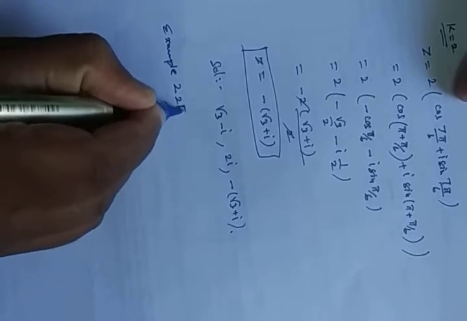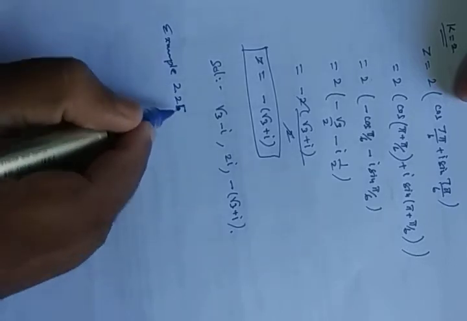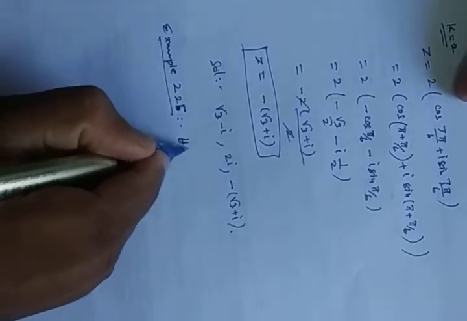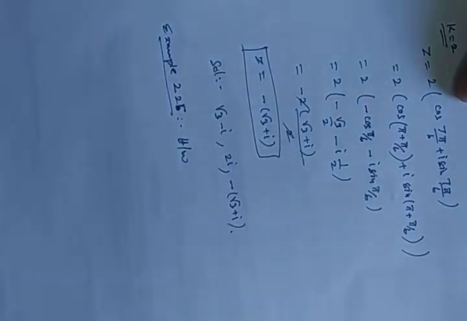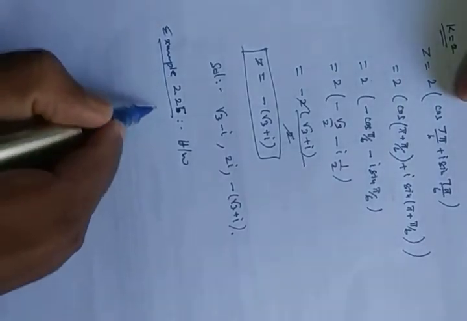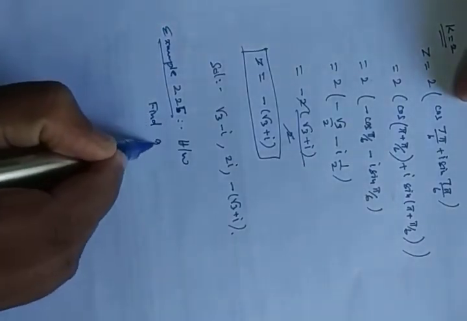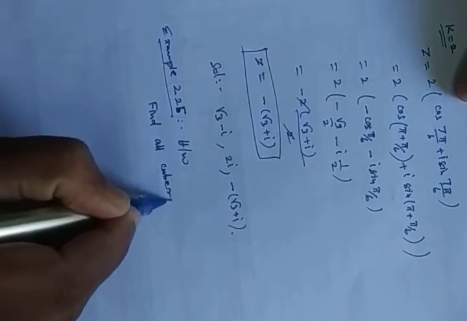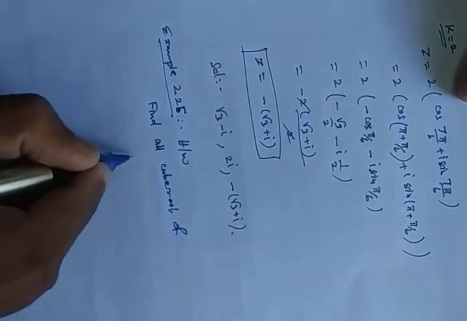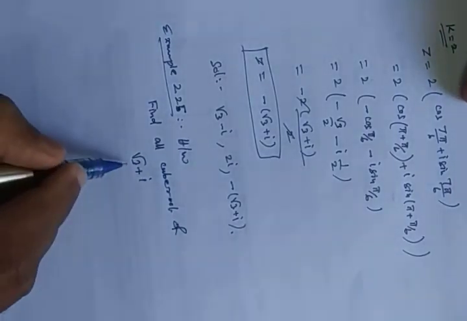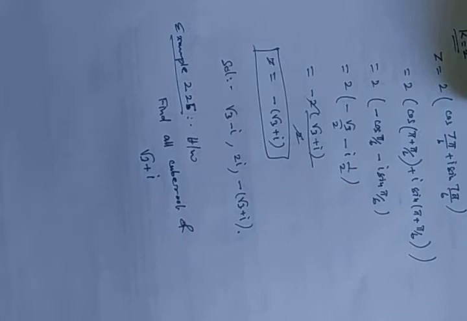Next, example 2.26. Example 2.25, I think you can do as homework. It's a homework sum, so do it as homework. What they are saying here is: find all cube roots of root 3 plus I. Find the magnitude and the theta value. It's easy, you can solve it easily, it's not an issue. So please keep it in mind and do it as homework.